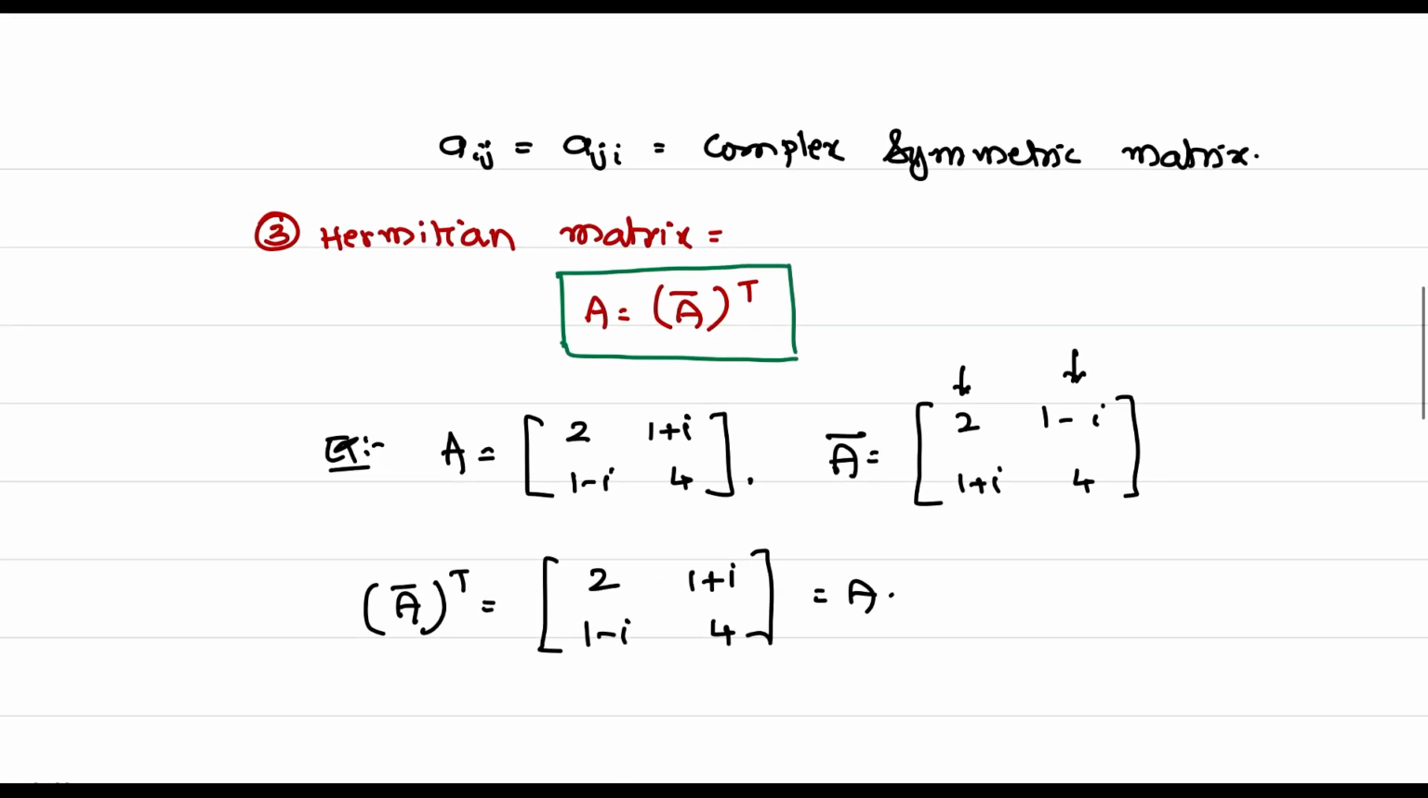What is the property of Hermitian matrix? This is A11, A12, A21, A22. What is the property of the Hermitian matrix? A12 is equal to conjugate of A21. Implies, you see these two.